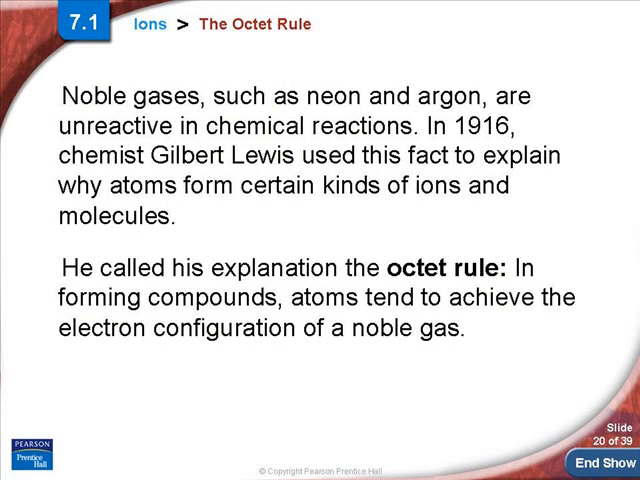So since the noble gases already have the number of valence electrons that they desire, 8, they don't gain or lose or interact with other atoms. Neon and argon are unreactive. And in 1916, Gilbert Lewis invented the octet rule. In forming compounds, atoms tend to achieve the electron configuration of a noble gas.